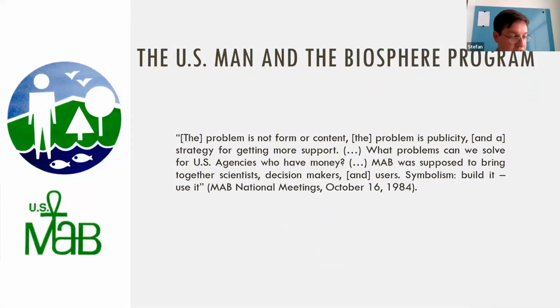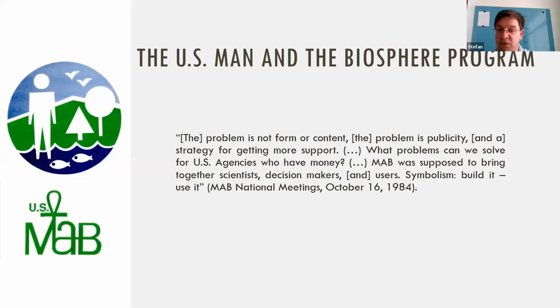And we don't have to search too far to understand what scientists do when they run out of funding. They try to look for new ways to fund their research. So the people behind the US Man and the Biosphere program got together in late 1984. They had a planning meeting and found out that if we don't find a new source of funding by the end of the year, we will be out of business. Then our program is over.